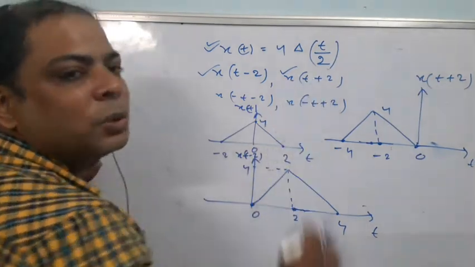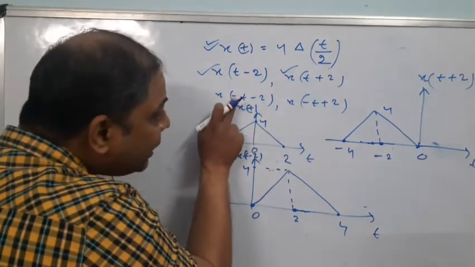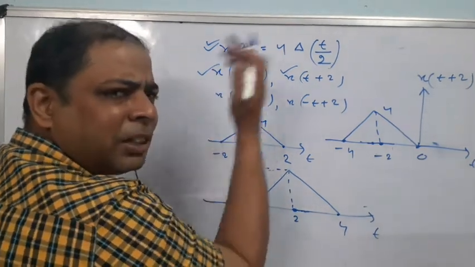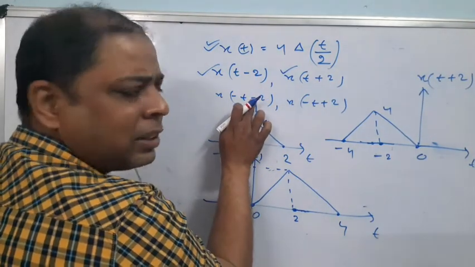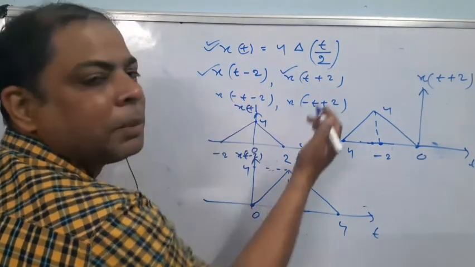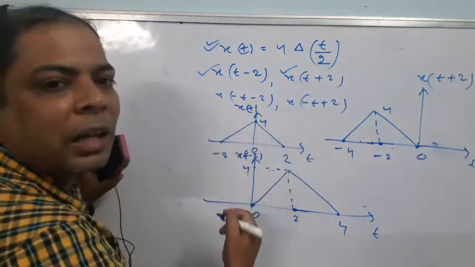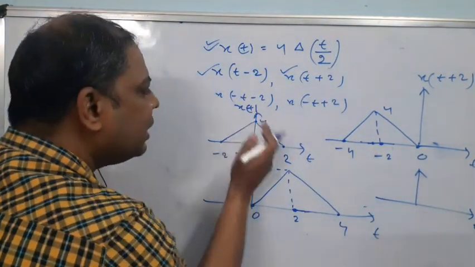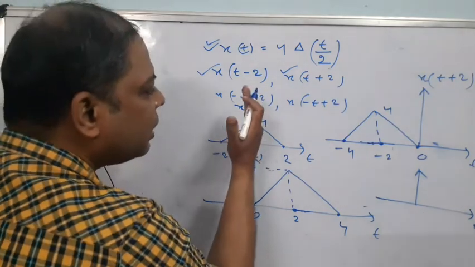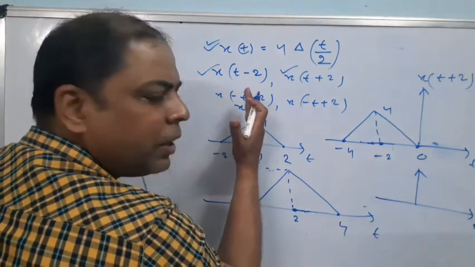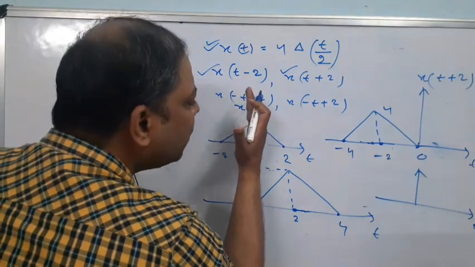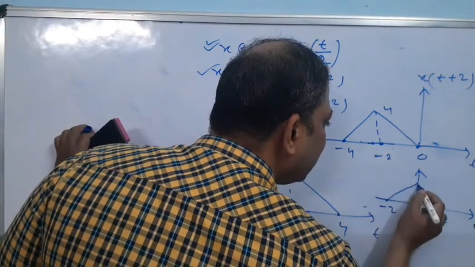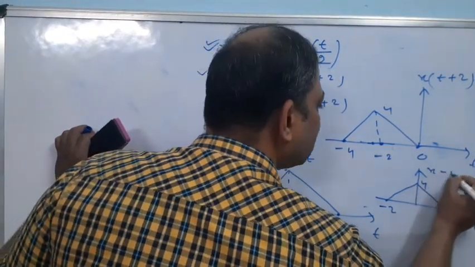x of minus t minus 2. So here actually minus t, minus attached with t, minus t minus 2. So minus t means folding. Just imagine folding. Actually minus 2 generally represents right shifting, but here it is left shifting, after folding. So how to get the sketch? See, if you fold the signal x of t, then you will find the same, because this is an even signal. Even and odd concept I will discuss later, but here just mark this even signal. So here you will find again minus 2, this is 2, then you will find 4. This is x of minus t, there is no problem.